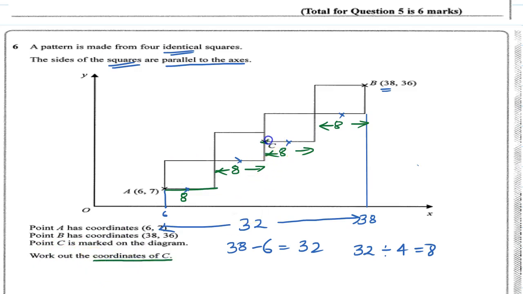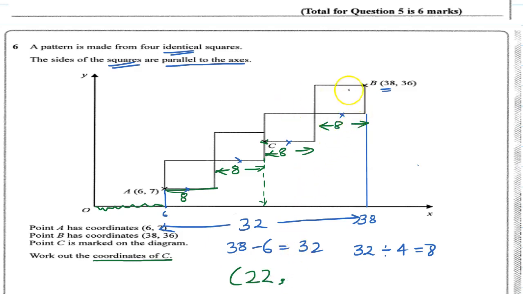So coordinate of C point, what is this distance here? If you see 8 and 8, 16, and 6 from here, so this is 6 plus 8 plus 8, so 8 and 8, 16 plus 6, 22. So it is 22. X value is 22.